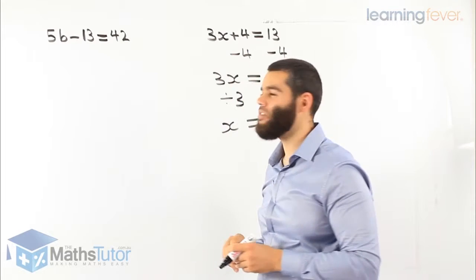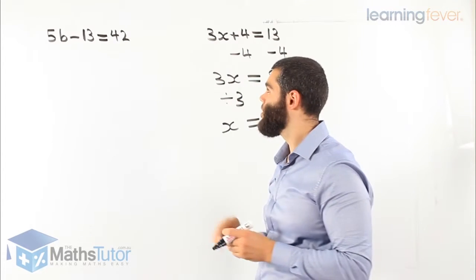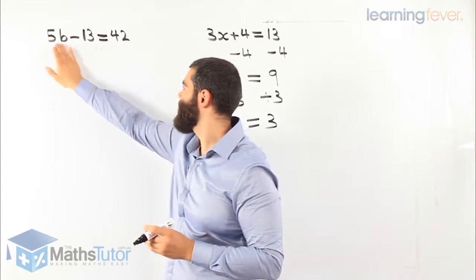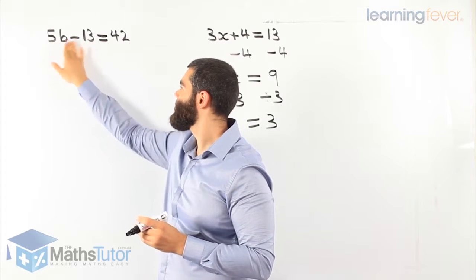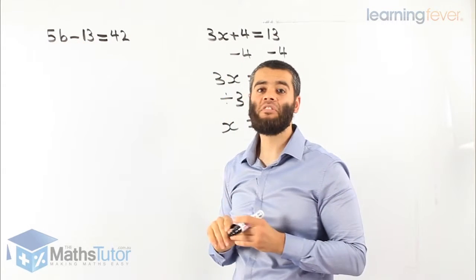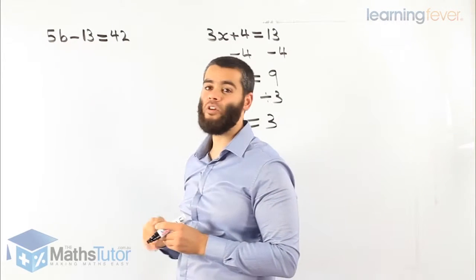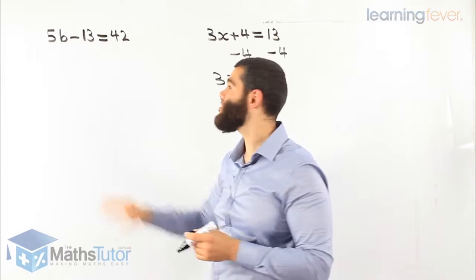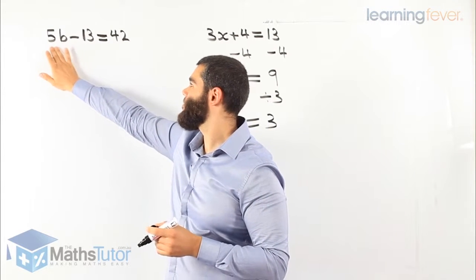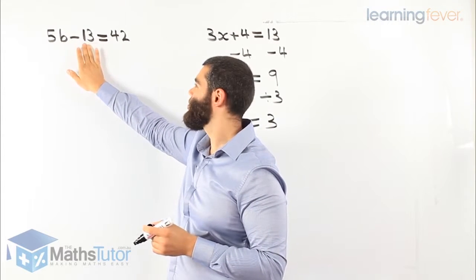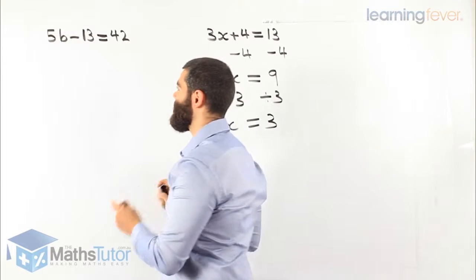5b minus 13 equals 42. Again, it's a two-step equation. We have two numerals here that we want to get rid of. Which one do we start with first? What do you think? The 5 or the minus 13? Which one is the furthest away from b? Is it the 5 or the minus 13? The minus 13 is further. So we start with that one first.